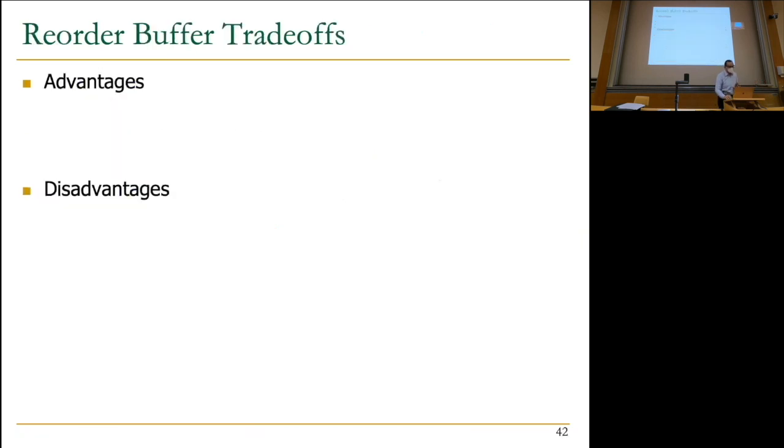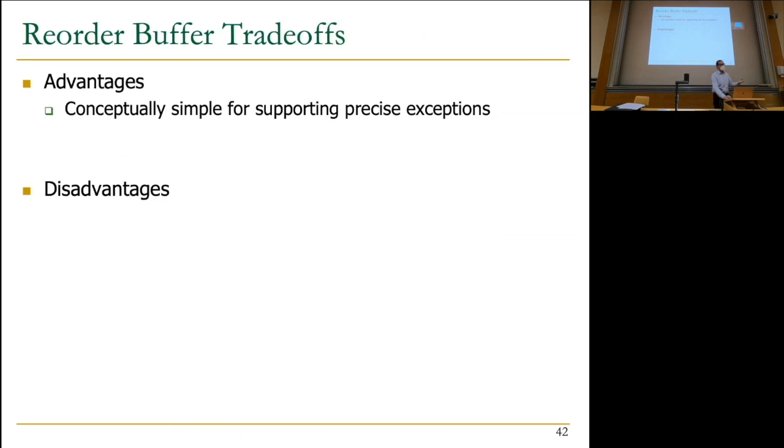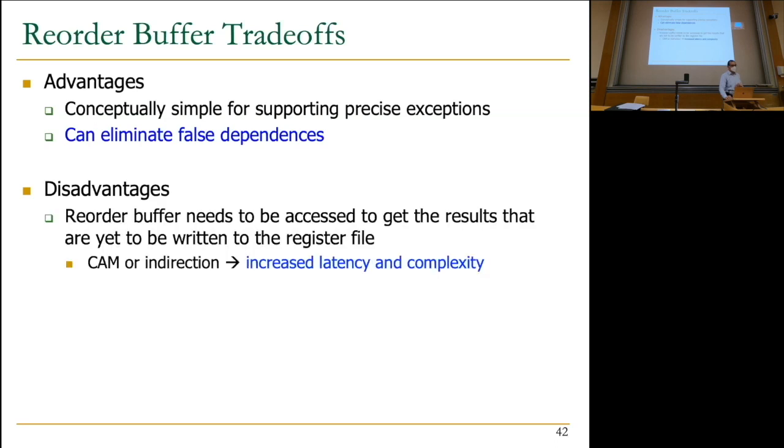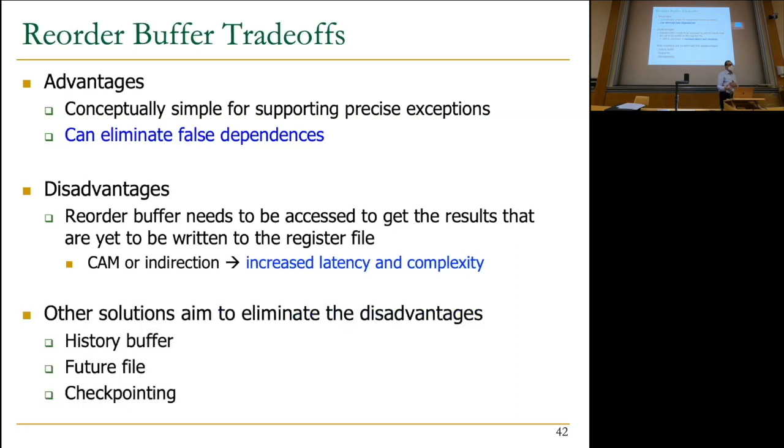But of course, this has trade-offs, right? The reorder buffer is not simple. It's conceptually simple, and it can eliminate false dependencies. It's going to be very important for renaming, but it needs to be accessed to get the results that are yet to be written to the register file. So it has either content addressable memory, which is bad, or indirection. In either case, there's increased latency or complexity, but indirection is usually a better way of implementing it because content addressable memory is not scalable. It's expensive. There are other solutions that try to eliminate some of the disadvantages, which we're not going to cover.